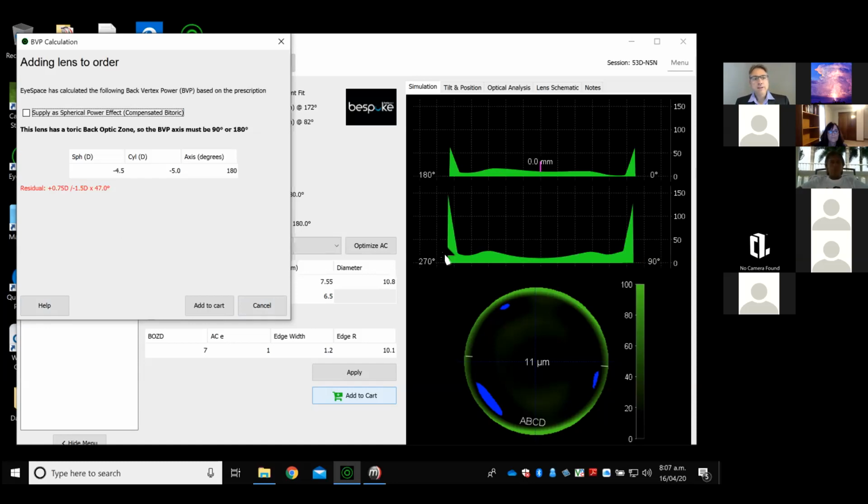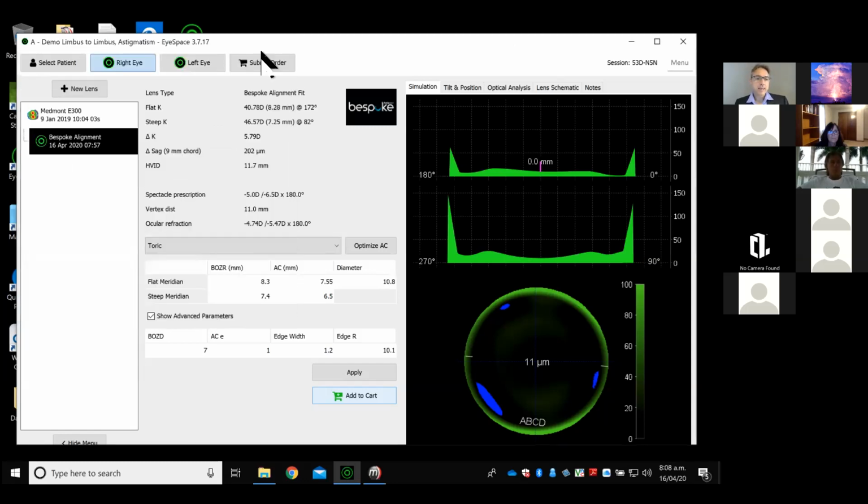So back to the spherical power effect, just watch out for that residual astigmatism. If it is like it is now, I'd be a little bit wary going forth and ordering this lens, and I'd rather revisit my map and make sure I've done the best map capture that I possibly could have. So if we're happy with what we've done now, the next step would be to go to add to cart, and we will then go ahead and order the lens.